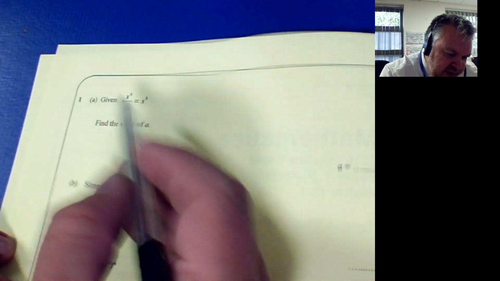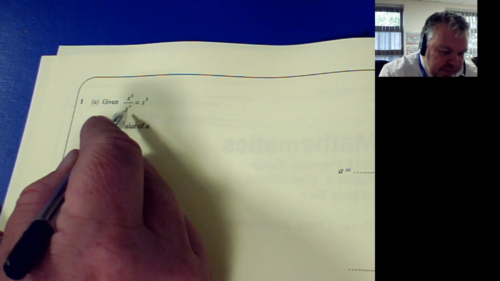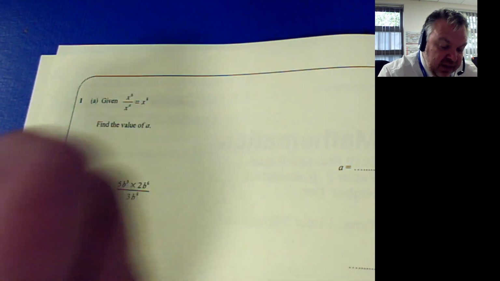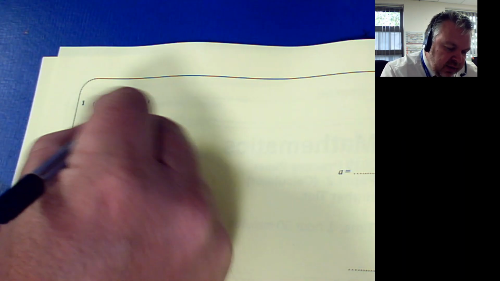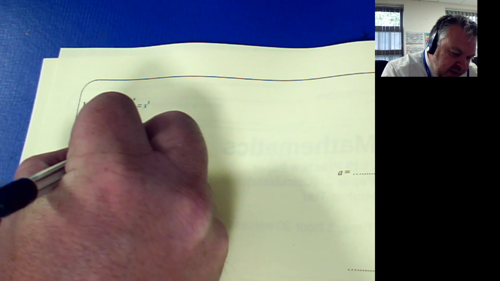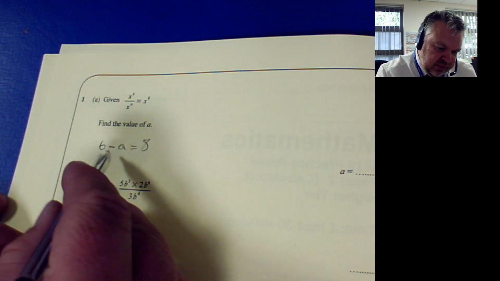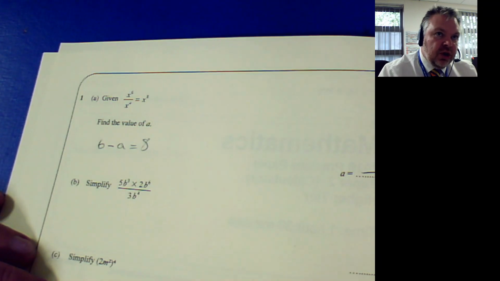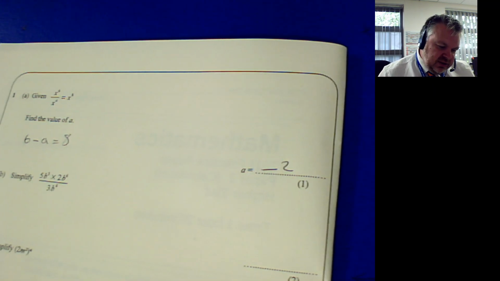First thing we've got is an indices question. We've got x to the power of 6 divided by x to the power of a equals x to the power of 8. Well, I know that when we're dividing, we're taking away. So 6 minus a is 8. 6 minus something gives you 8. a has got to be a negative value, and that's got to be minus 2. So minus 2 on my answer line.